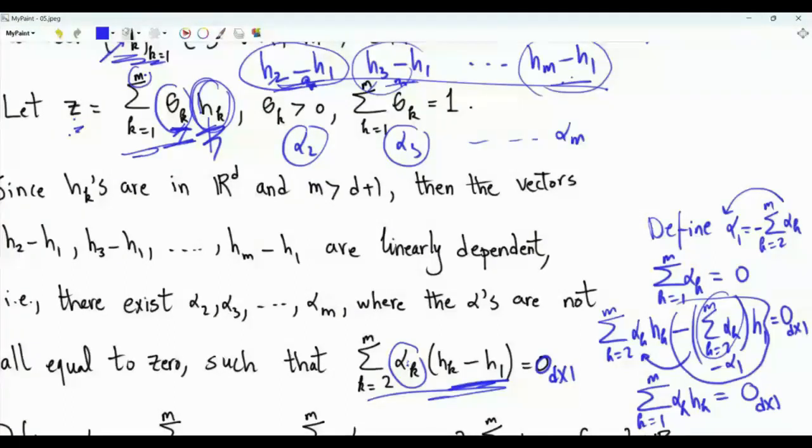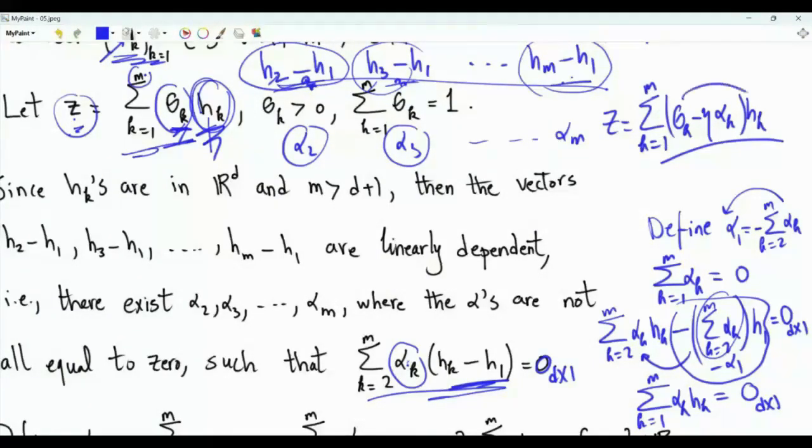We can go back to our vector z. We can write down z as summation k from 1 to m. The vector hk is multiplied by theta k minus a positive real number eta alpha k. This is true because summation k from 1 to m theta k hk is z, and summation k from 1 to m alpha k hk is the all 0 vector. So this is another way for representing z in terms of the vectors from h1 to hm.